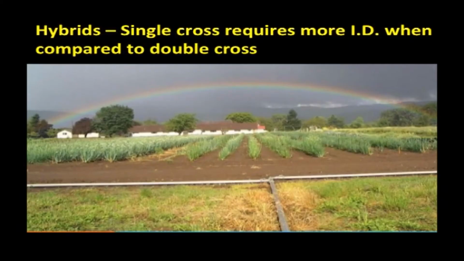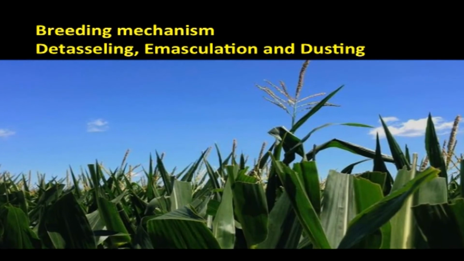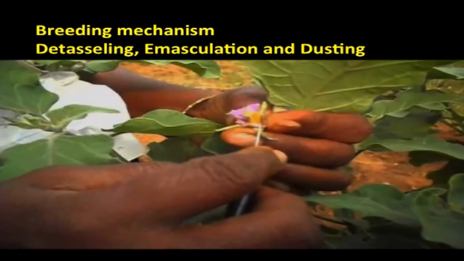In general, varieties require less isolation distance than hybrids. If hybrids, the type of hybrid, whether it is a single cross hybrid or double cross. Single cross hybrid required more isolation distance when compared to double cross. Then breeding mechanism of plant: detasseling or sterility or emasculation and dusting. Here the emasculation and dusting method require less isolation distance compared to sterility or detasseling methods.